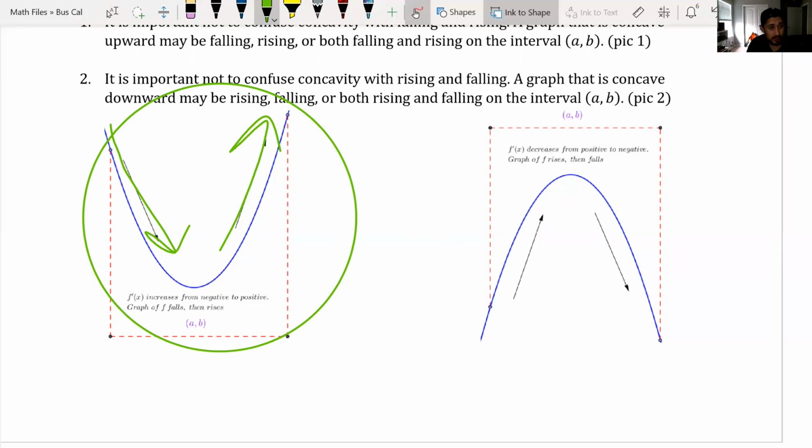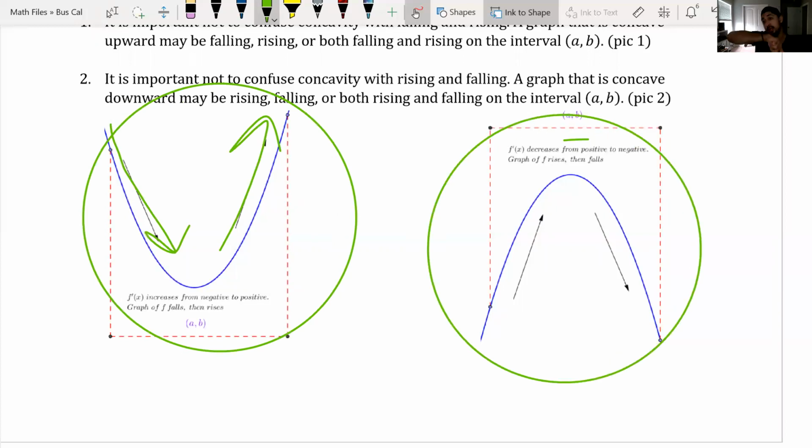And then two, it is important not to confuse concavity with rising and falling. A graph that is concave downward may be rising, falling, or both rising and falling on the interval. That'd be picture 2. It is concave down completely. So this would be increasing, rising, and then it falls. Okay.